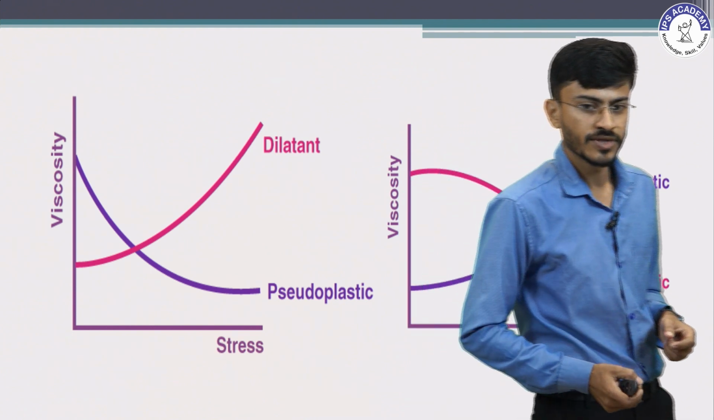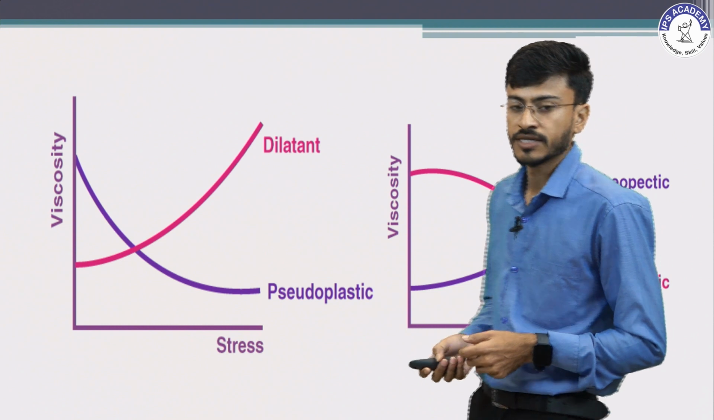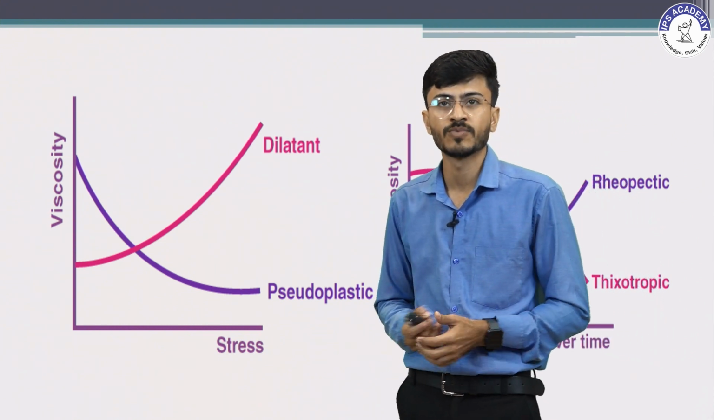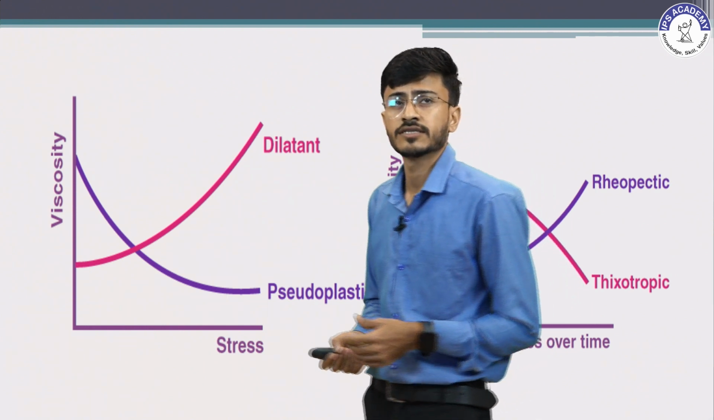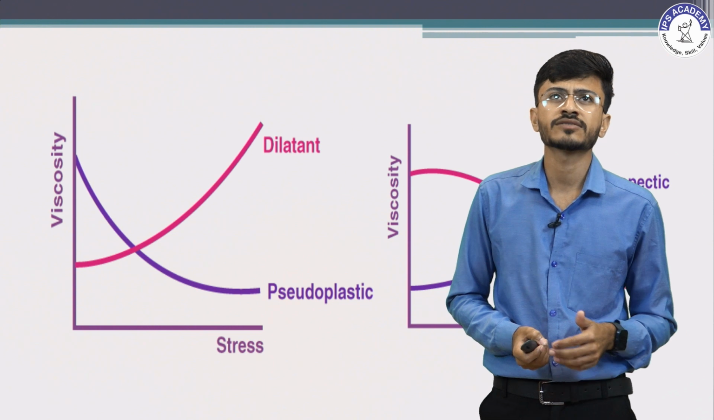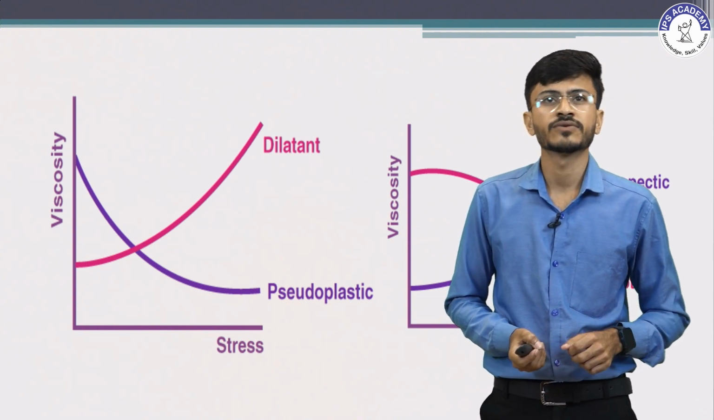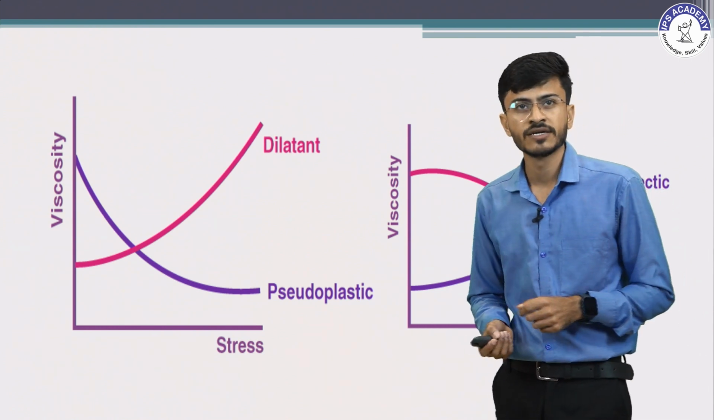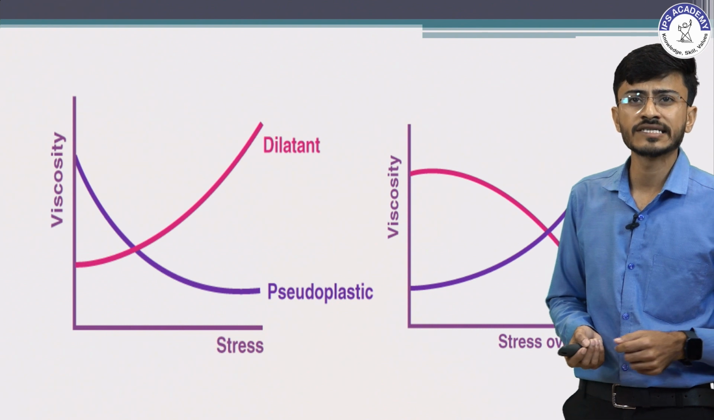Here I have shown you two graphs of viscosity and stress, showing how dilatant and pseudoplastic fluids behave when stresses are applied. In the first image you can see that if you increase the stress on a dilatant fluid, the viscosity increases. Whereas on the pseudoplastic, if you see, on applying the stress it becomes thinner and the viscosity decreases.